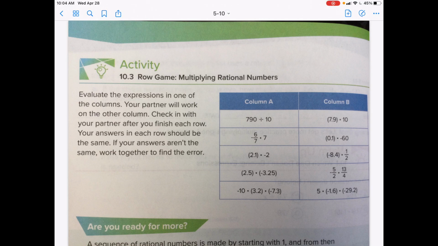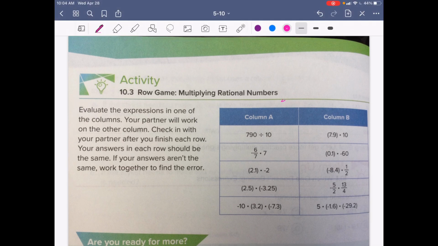So you can do this with a parent at home or a partner or friend. Evaluate the expressions in one of the columns. Your partner will work on the other column. Check in with your partner after you finish each row. Your answers in each row should be the same. If your answers aren't the same, work together to find the answer. So I want you to pause and take the time to do column A. And then we're going to come back and check out column B to see how you did.